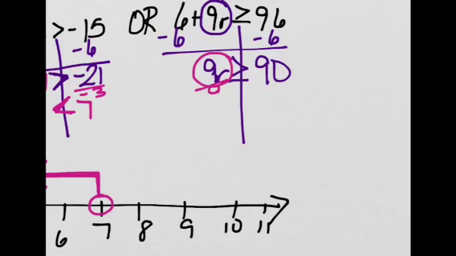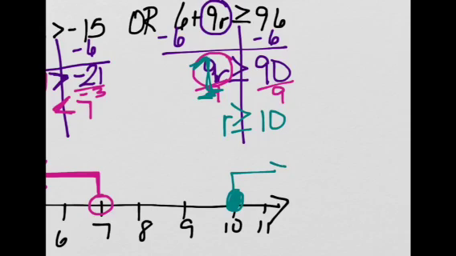Circle, divide by 9. Since I'm not dividing by a negative, that just becomes a 1, and I bring down my r. My sign does not flip because I did not multiply or divide by a negative, and 90 divided by 9 is 10, which means I go to 10, put my circle in there. Greater than is that way.